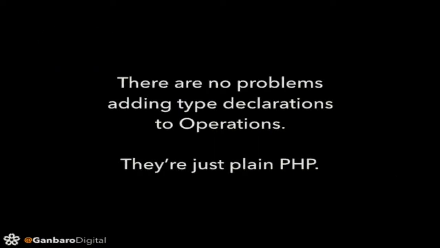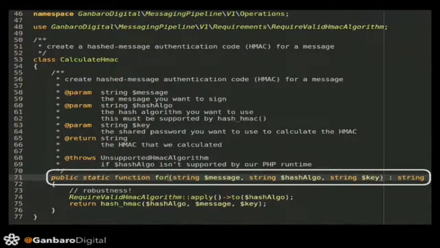Right, so operations. They're boring. They're really boring. And then when it comes to type safety, they're equally boring. There's no problems whatsoever doing type safety with your operations because there's no magic going on there. So here we have our calculate HMAC. And you can see it's got all the types there. It's got a return type. Every input is typed. Not a problem whatsoever.